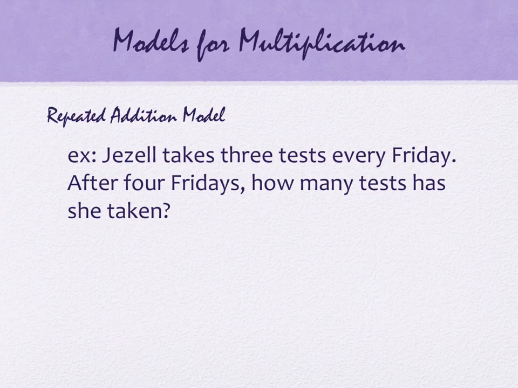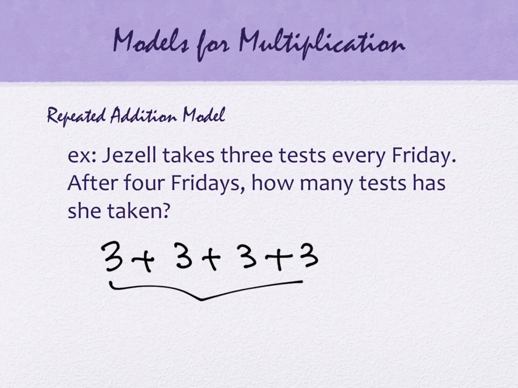Giselle takes 3 tests every Friday. After 4 Fridays, how many tests has she taken? So in some sense, we're taking 3 tests this Friday, next Friday, the 3rd Friday, the 4th Friday. We're having 3 added together 4 times, okay? And just like our definition above, this means 3 times 4, and whether you've added the 3 together 4 times or whether you multiply it before, you get the same answer, which is 12.